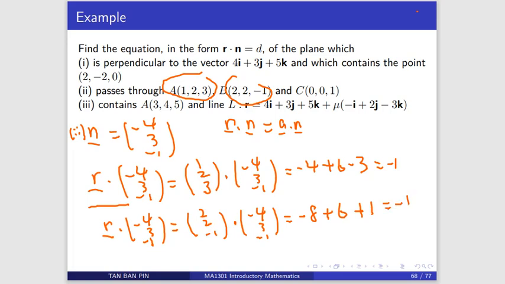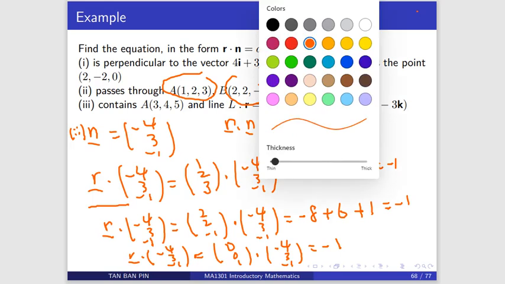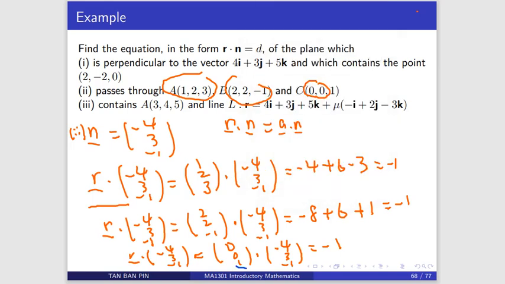You can try out the point C, which is (0, 0, 1), dot with (-4, 3, -1). Then you'll find that this is the easiest point to use because there are two 0 terms. So the point (0, 0, 1) dot with (-4, 3, -1) will just give you minus 1, because you just take the last component, which is non-zero, 1 times minus 1, giving you minus 1.